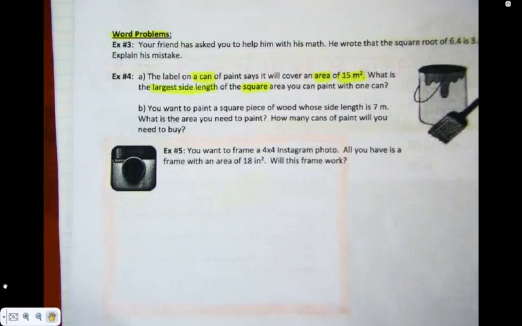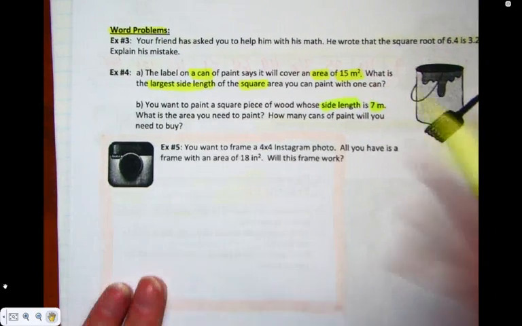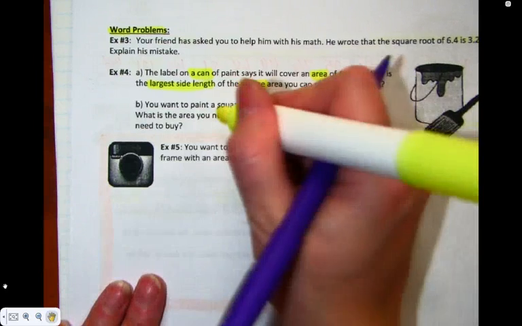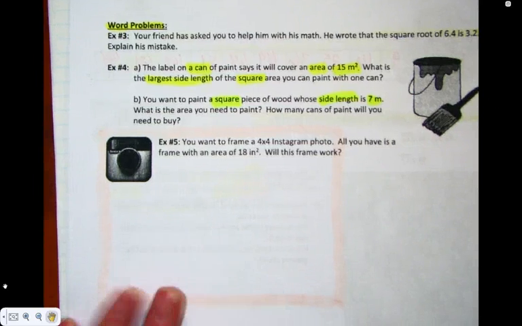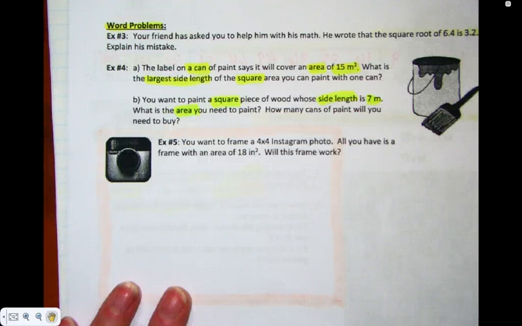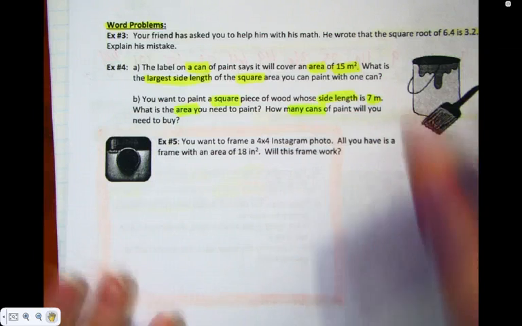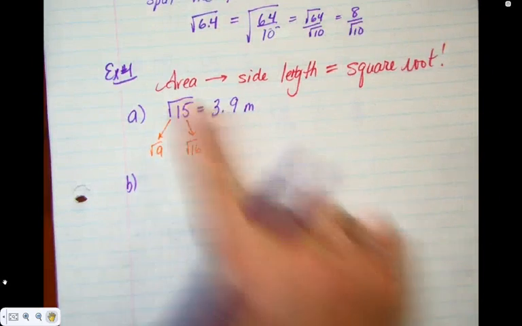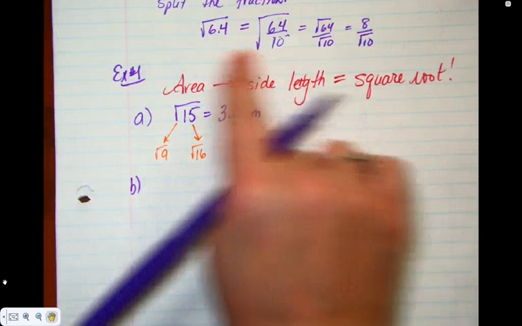B, keywords. 7 meters, length. Side length of what? More important? Square piece of wood. It's important, it's a square. So the question's asking for two things. They're giving a side length, and they want the area, and then we want to know how many cans. So if we had the area and we wanted the side length, we square rooted. What do you think we're going to do when we want to go backwards?